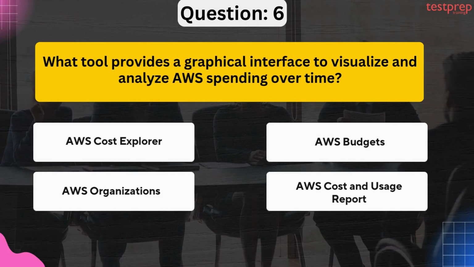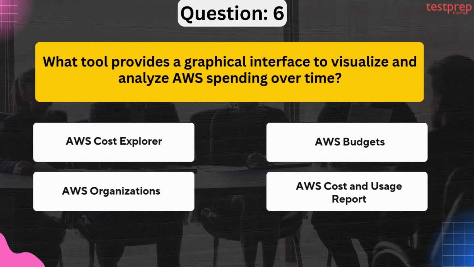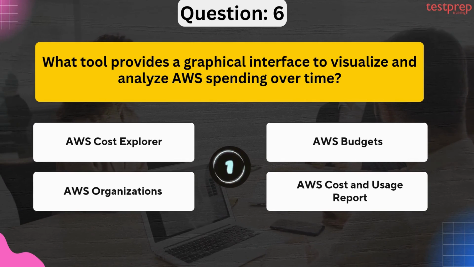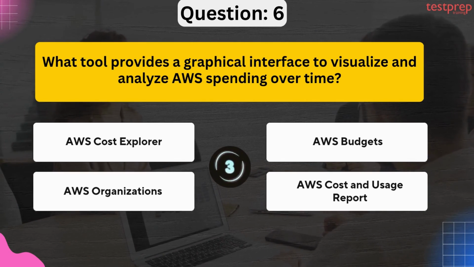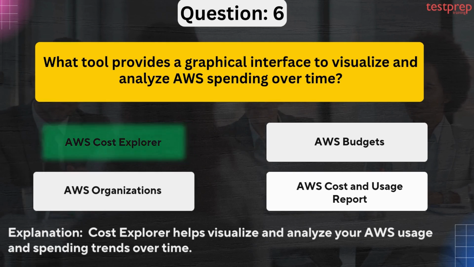Question 6. What tool provides a graphical interface to visualize and analyze AWS spending over time? The correct answer is AWS Cost Explorer. Cost Explorer helps visualize and analyze your AWS usage and spending trends over time.